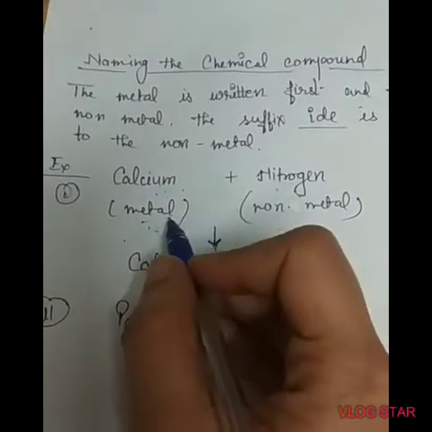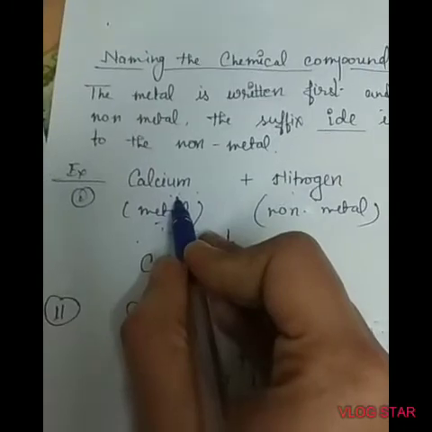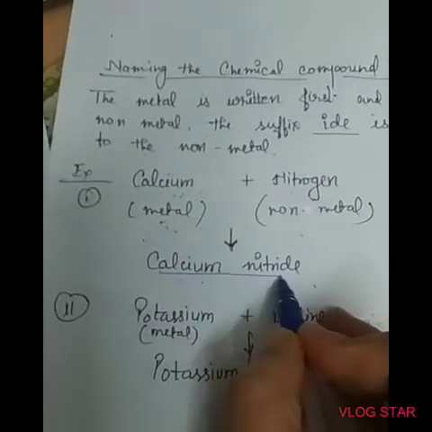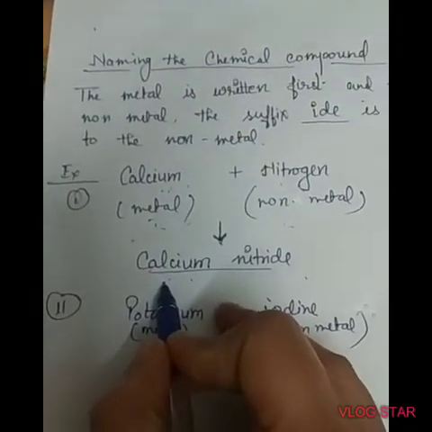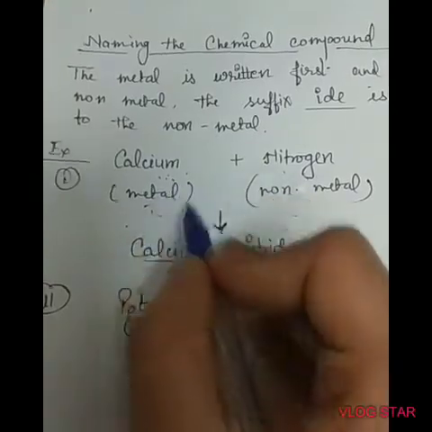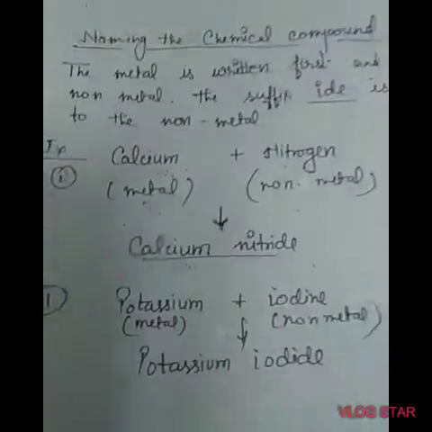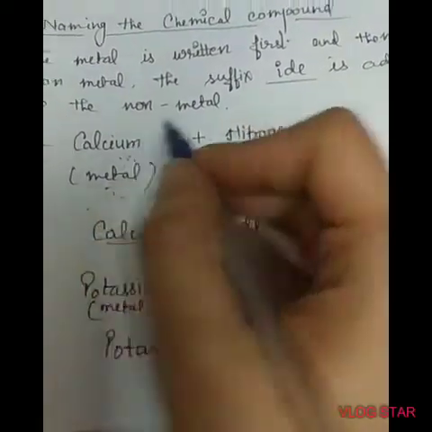And the second rule is that a simple cation takes its name from the name of the element. Here you can see, after the reaction, calcium, a simple cation, takes its name from the name of the element.